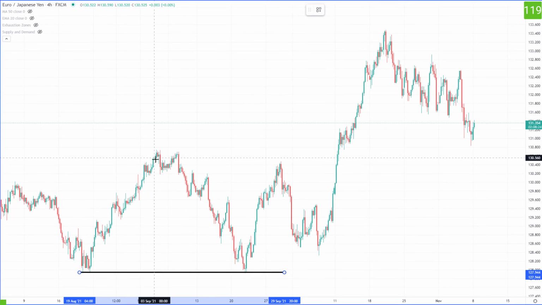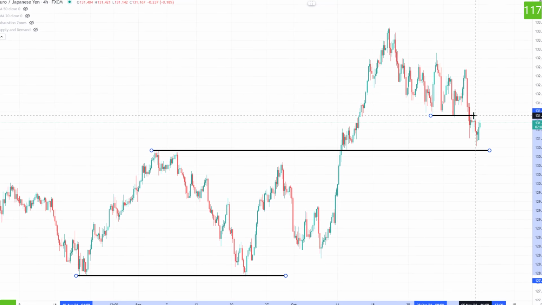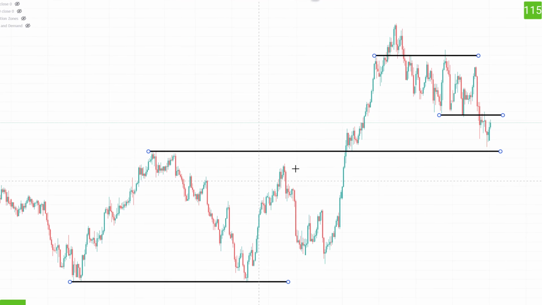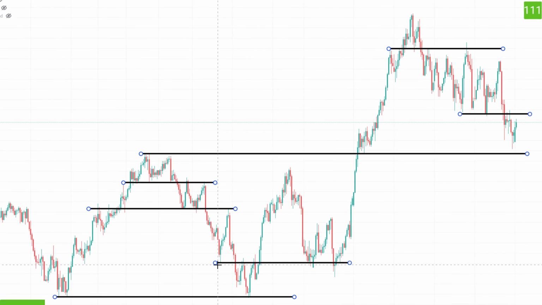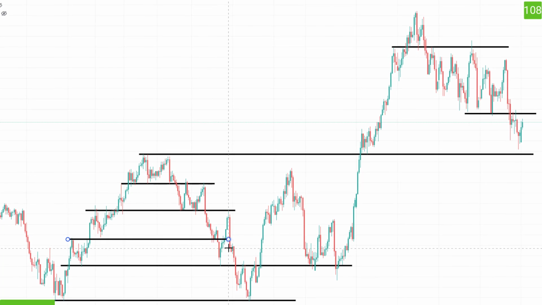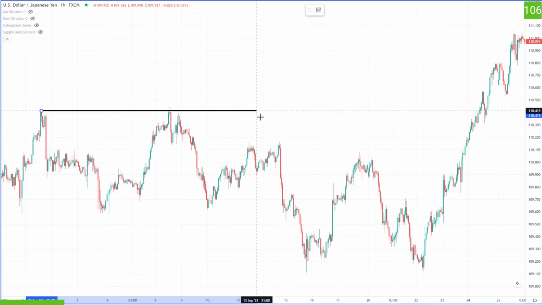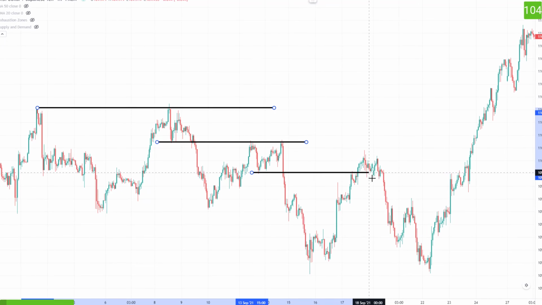Being able to find support and resistance levels is so important for traders. It is a skill that you have to master if you want to trade successfully. Support and resistance are key levels on our price charts that have played a role in the past and are also likely to hold up in the future.